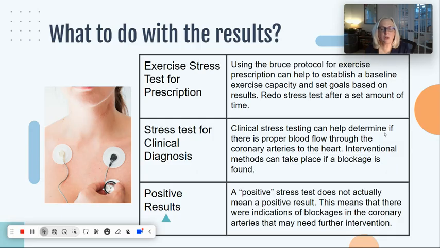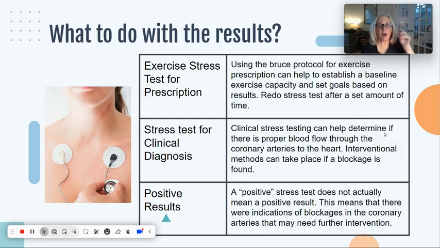For clinical diagnostics, we are looking to see if there's proper blood flow through the coronary arteries. I don't know why it's such a tongue twister for me. Proper blood flow through the coronary arteries that surround the heart. And if we don't see proper blood flow, then we're going to do some other type of intervention to see if we need to fix the blockages with stents or even bypass surgery. It's to clinically diagnose whether their heart has any blockages in those coronary arteries.